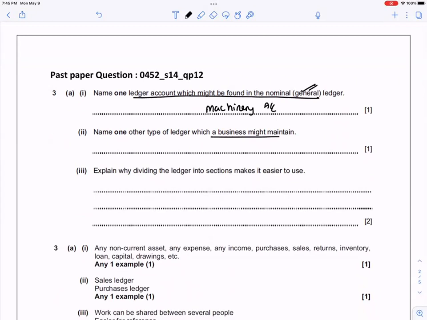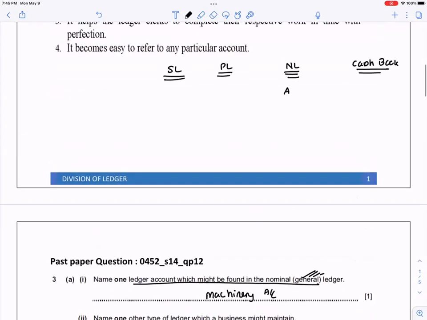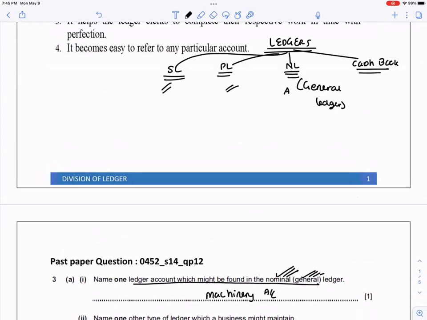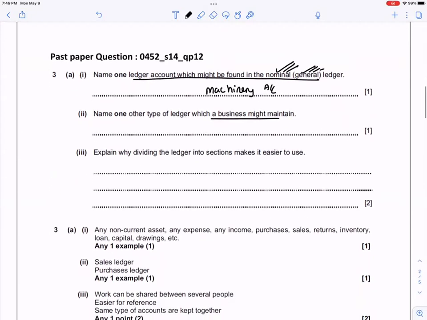Name other types of ledger which a business may maintain. One ledger they give you is a general ledger. What could be the other ledgers which a business can maintain? How many types of ledgers do you have? Four. What are the four ledgers? Sales ledger, purchase ledger, nominal ledger, and cash book. So if one ledger is the nominal or general ledger, can you name other ledgers? Sales ledger, purchase ledger, cash book.